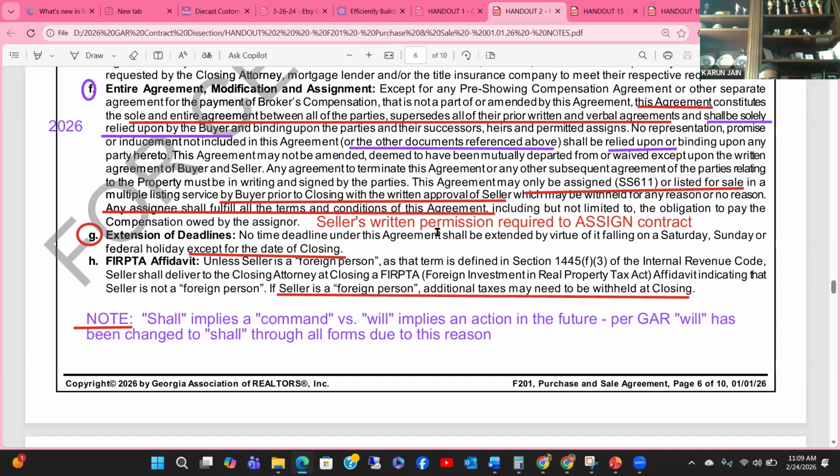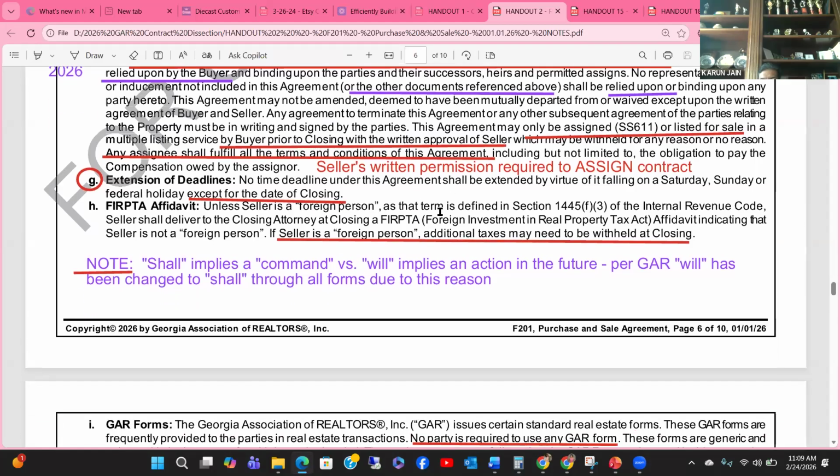This is important, extension of deadlines. No deadline shall be extended by virtue of it falling on a Saturday, Sunday, or federal holiday, except for closing. This is why this is important, you guys. This is a little crazy thing about the GAR contract. If your due diligence ends on a Sunday, it ends on a Sunday. If your financing contingency period ends on Memorial Day, it ends on Memorial Day. If for whatever reason you have a closing date that ends on a Saturday, Sunday, or federal holiday, it automatically gets extended to the next business day.